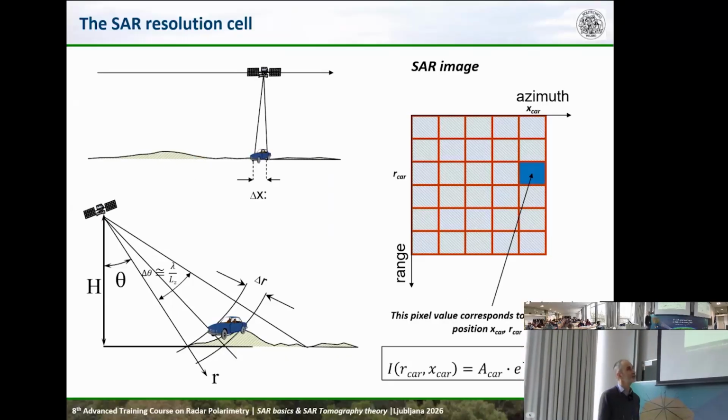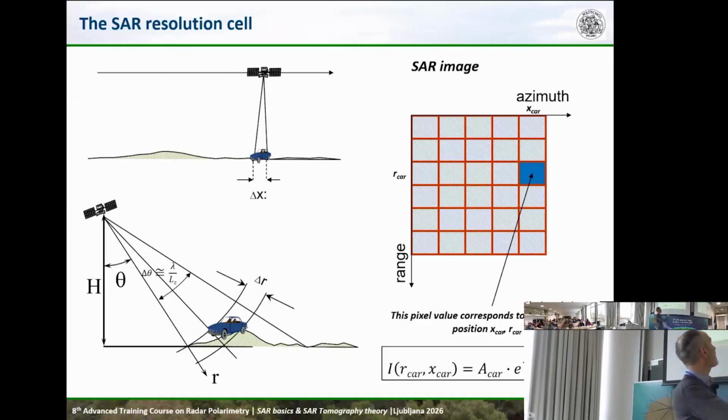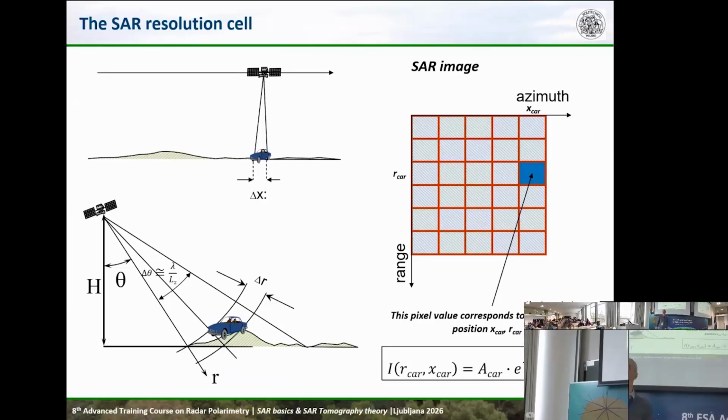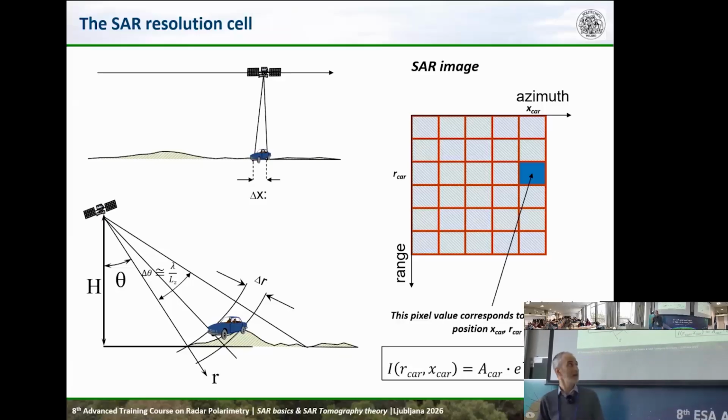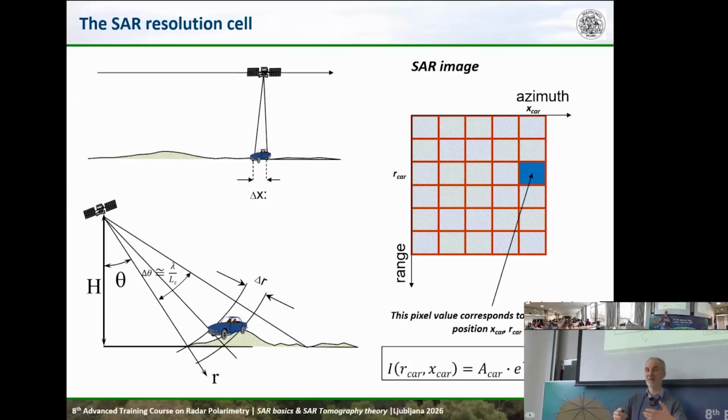So for example, if in this pixel we have a car, so the blue pixel means that we have a car, it means that this pixel value is only determined by the reflection from the car. So as a first approximation, we can say that the complex value of this pixel is given by a car, with the parameter that tells us something about the strength of the reflection, and the phase that depends again on the wavelength and on the distance of the car to the radar.